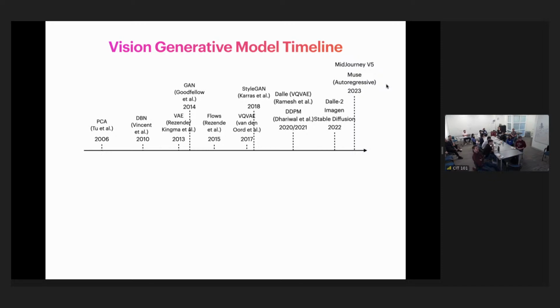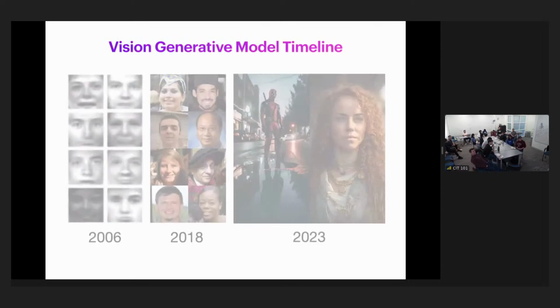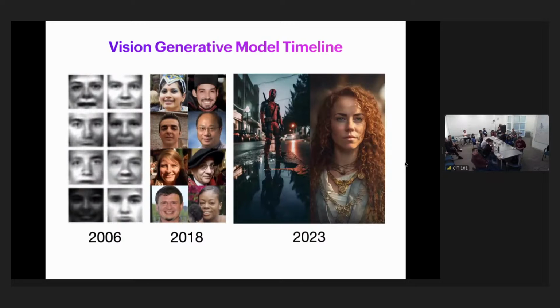And there's also the famous Midjourney V5 that creates very stunning photorealistic images. Looking back over a decade of progress in vision generative models, we've gone from very rudimentary generation results of faces to very photorealistic Midjourney generations that contain all of these stunning details, right? Reflections, shadows, and a lot of shading. I can't tell if this is a real image or if it's generated by Stable Diffusion.